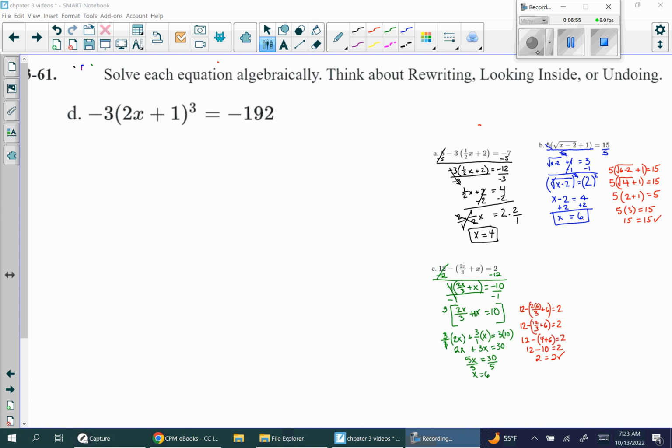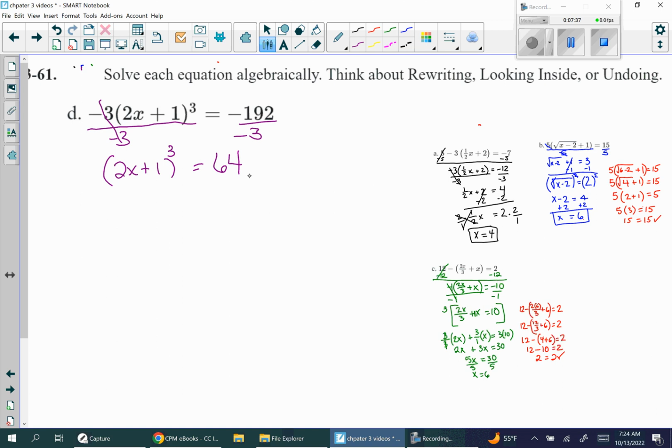Oh my gosh, this is cool. Okay, so we have negative 3 times this quantity cubed. Oh, wow. So it's basically negative 3 times 2x plus 1 times 2x plus 1 times 2x plus 1. Because that's technically all multiplication of factors, because this little parenthesis holds it together as a factor, I'm actually allowed to divide by negative 3 on both sides. And when I do that, the negative 3's cancel, and I'm left with 2x plus 1 cubed equals negative 192 divided by negative 3. Use my trusty calculator, and I get positive 64.